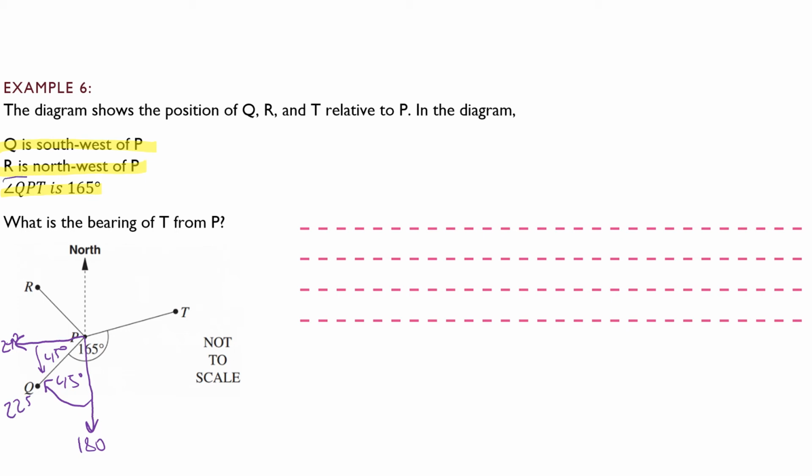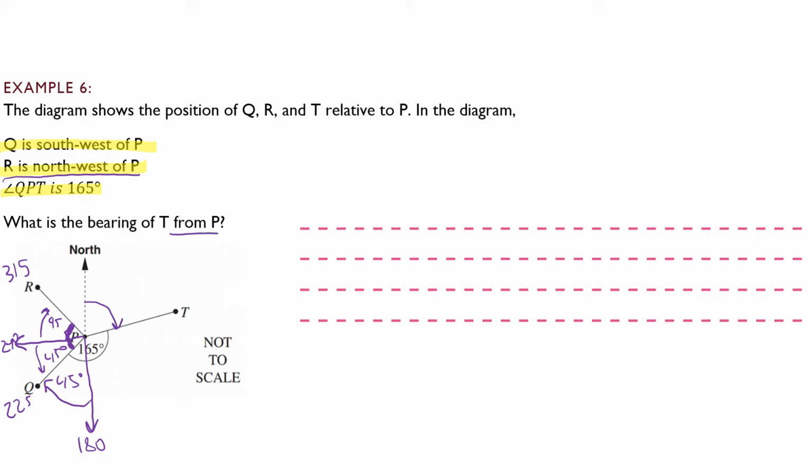What else does it say? R is northwest of P. So that there is 45 as well, which means there's a right angle in there. And if Q is 225, if we add 90 to that, R is 315. And angle QPT is 165, that's already on our diagram. So it says, what is the bearing of T from P? So of T, here, from P, we're trying to find this thing here.